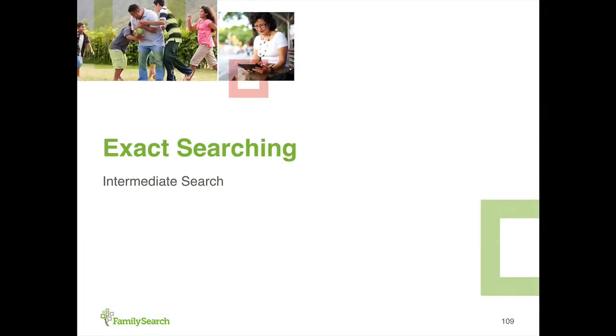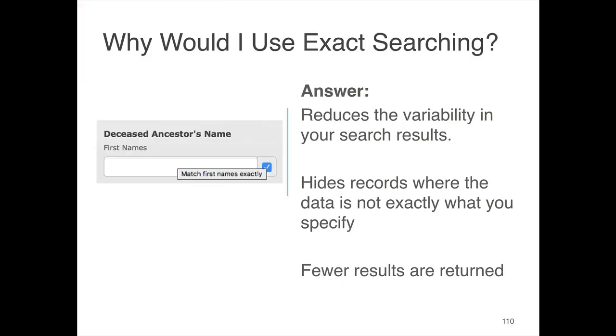Let's do something different. Let's talk about exact searching. Sometimes you are looking for a very specific record. You really don't want anything except records that have the data exactly the way you typed it. By using the exact tools, which are these checkboxes at the end of the search form that will match what you type in exactly, you reduce the variability in your search results. It's going to hide records where the data on the record is not exactly what you type in.